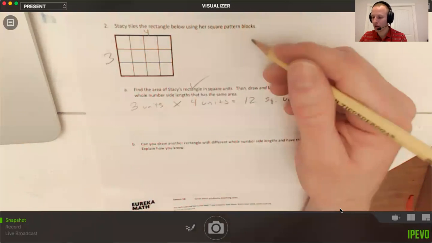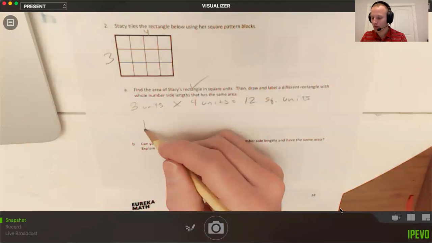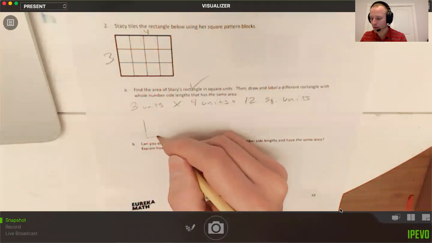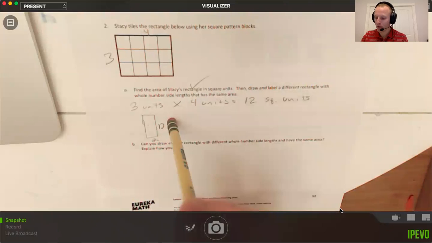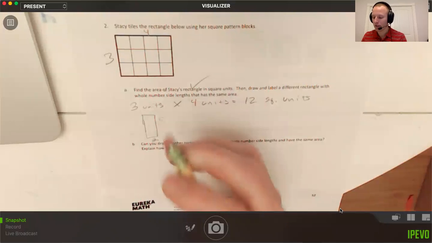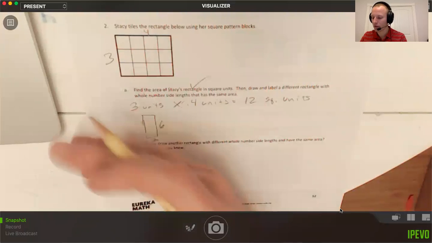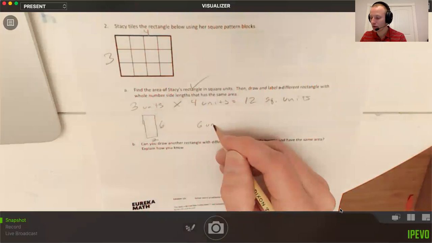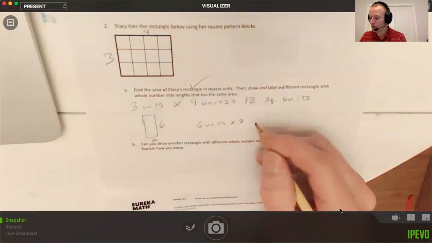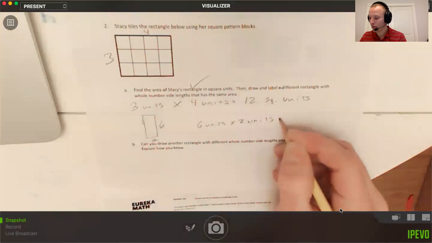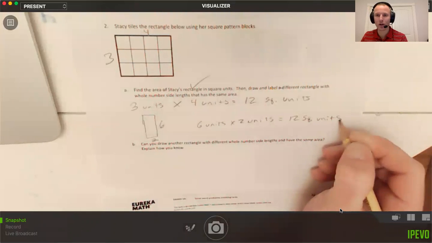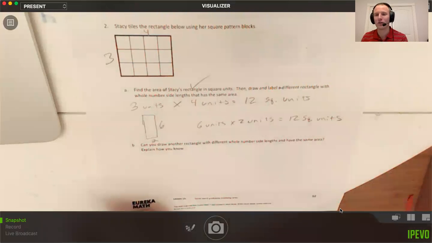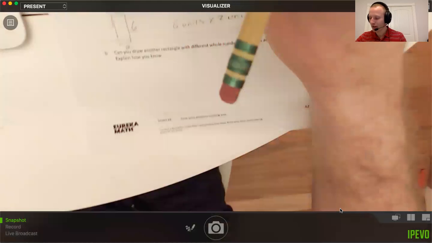Now I'm going to draw, I guess I'll do it down here. I'm going to sketch another one. I'm going to go 2, not by 12, 2 by 6, or 6 by 2 actually in this case. I'll say 6 units times 2 units equals 12 units, or 12 square units. Here I am giving you guys a lecture about making sure you don't forget units, and I'm the one that forgets them. And then it says, can you draw another one?